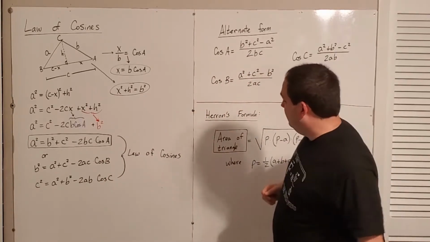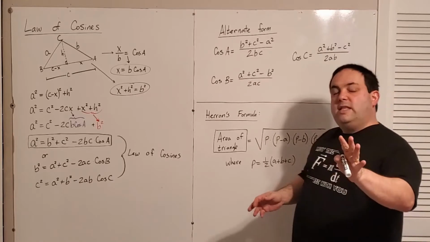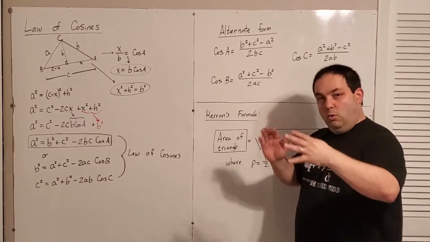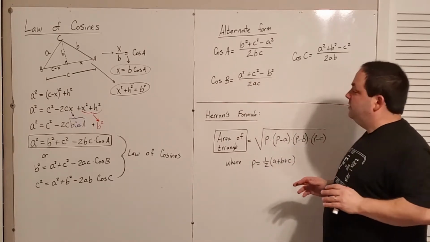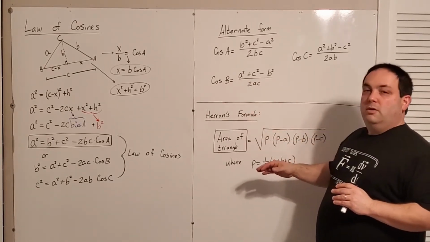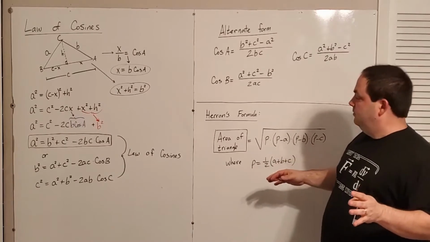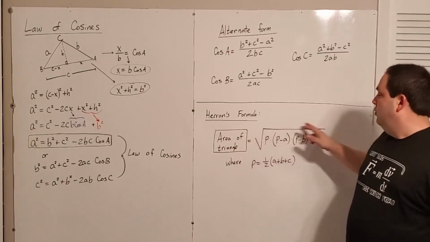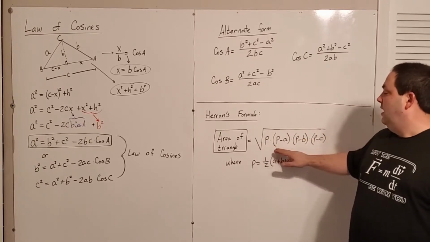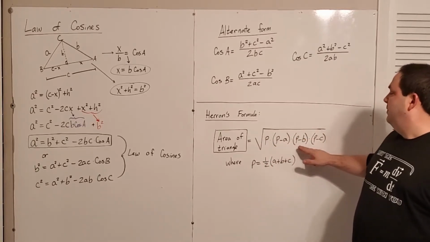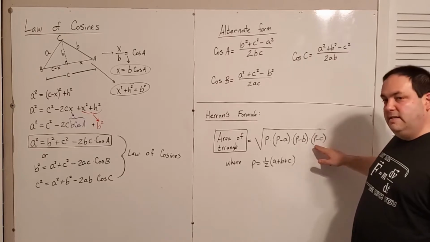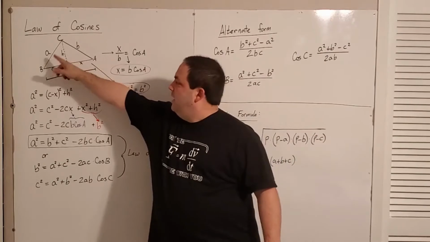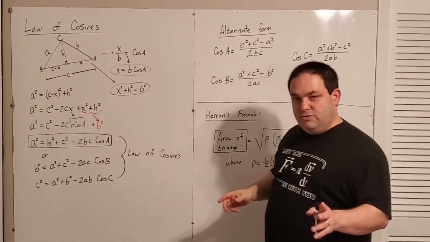Okay? Something else that comes up when dealing with law of cosines, that we won't bother going through the whole proof here, it'd fill up a lot of space, but Heron's formula for the area of a triangle, okay? Area of a triangle is going to be equal to the square root of P times P minus A times P minus B times P minus C, where A, B, and C are the sides of the triangle.